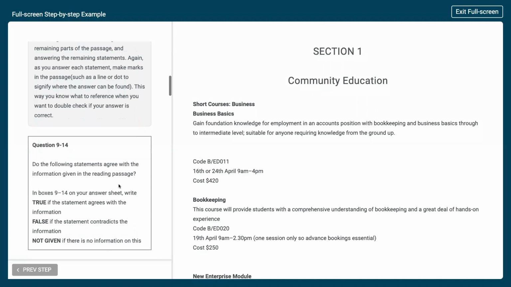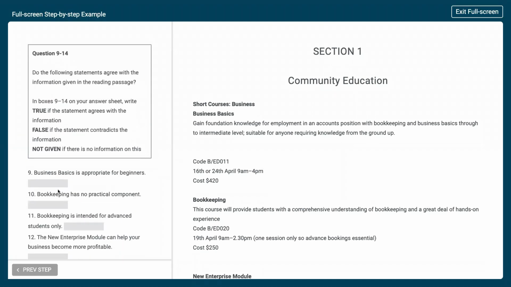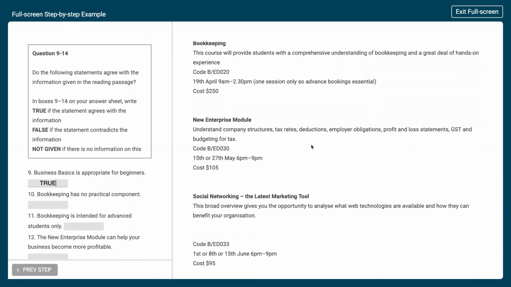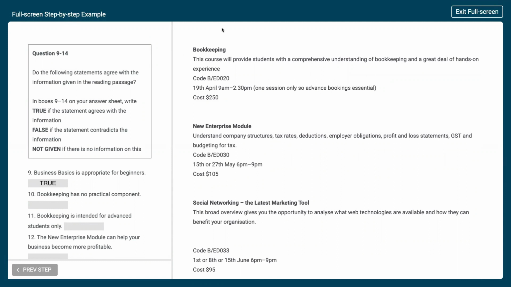Now I will just scroll down for us so that we can see everything. Again, we said that number 9 was true, so I'm just going to go ahead and write that down for us. Okay, so now we are going to be looking at bookkeeping. And I'm going to scroll down here so we can see as much as possible. And remember, we said bookkeeping has no practical component. We had that absolute word no. So let's see what we find.